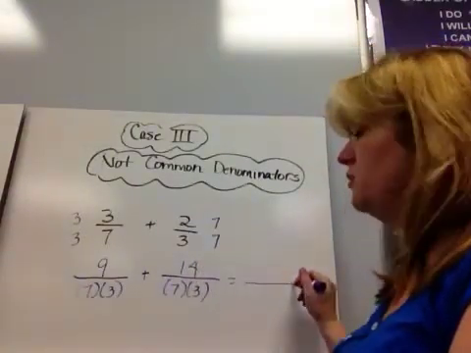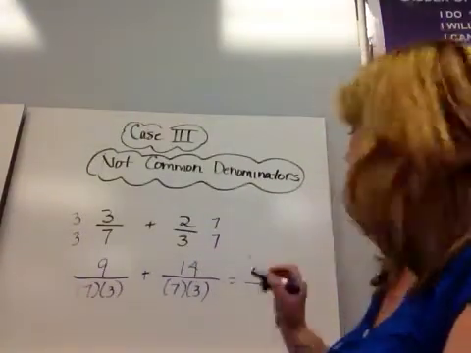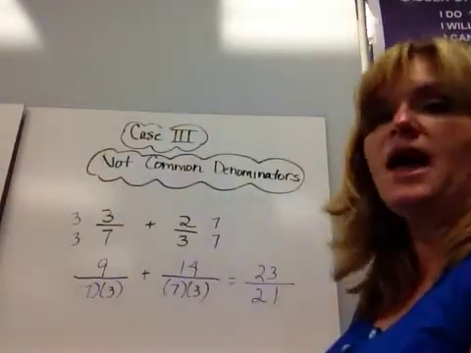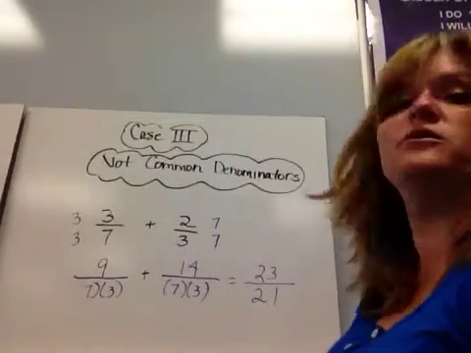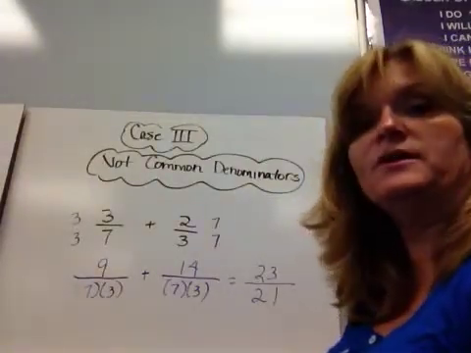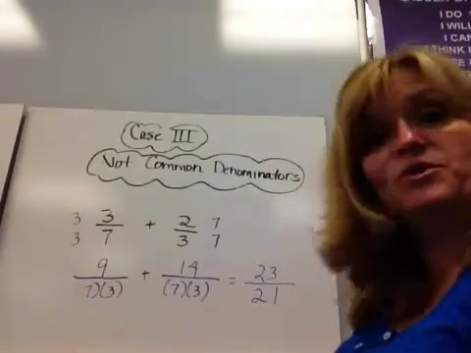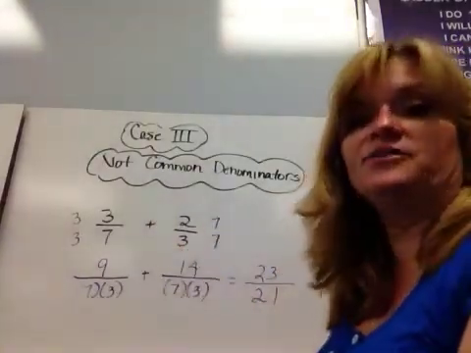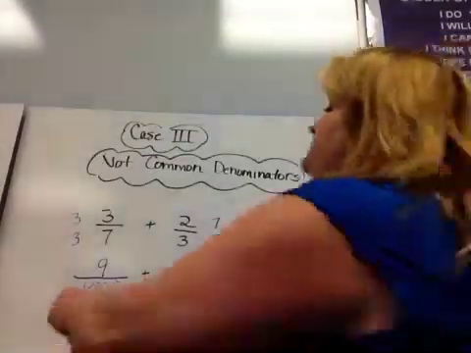Now, I just combine the numerators, and 9 and 14 is going to be 23 over 21. I look at it, can I simplify it? Well, I could write it as a mixed expression, but there's really no other simpler way to write it, so we'll leave it as an improper fraction, and we're done. So in this case, you had to multiply the denominators to get your common denominator.